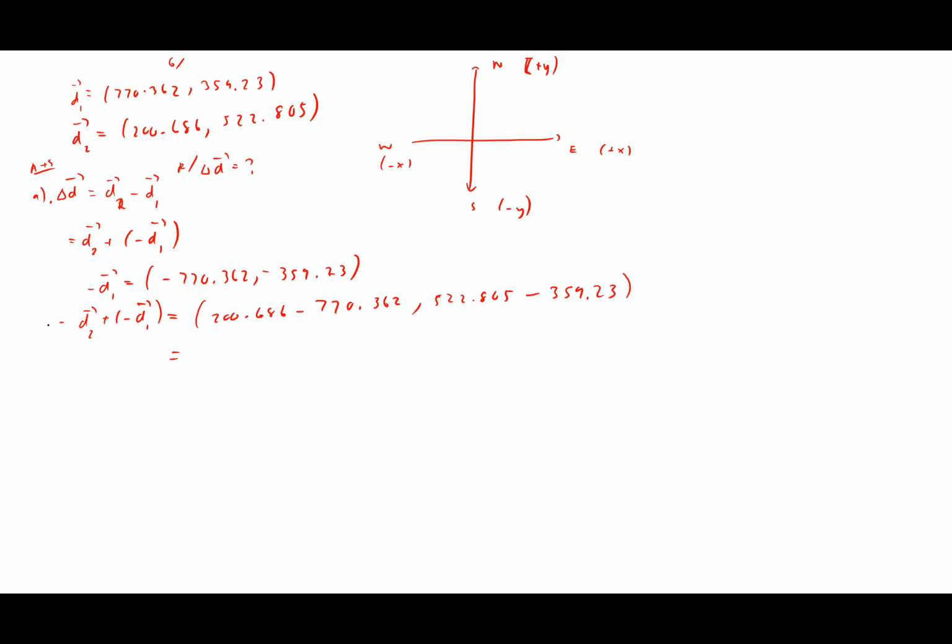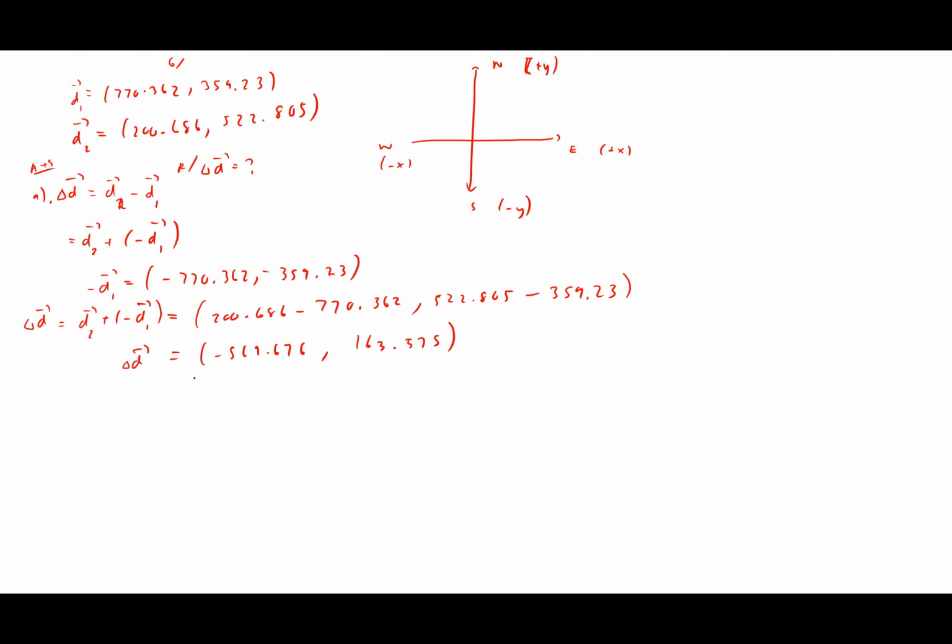And if we calculate this, which is our displacement vector, I should get 200.686 minus 770.362. So I got negative 569.676. And 522.805 minus 359.23, so this is 163.575. Okay. Now, what does this information tell us?